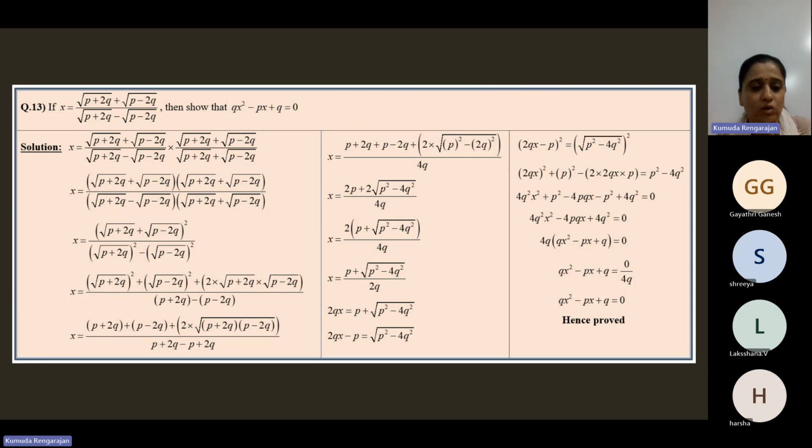So in that 2ab, we have 2 into a into b. So it is 2 into root a into root b, which is root of ab. See, root of this one into this one.